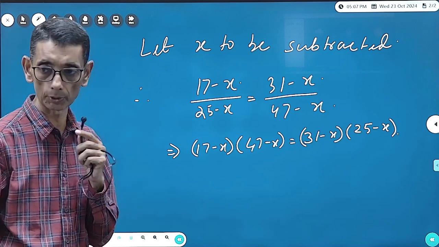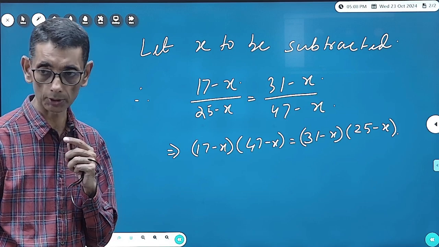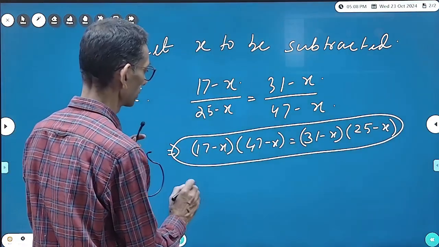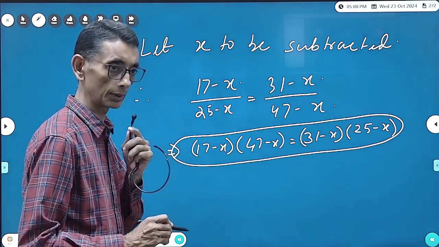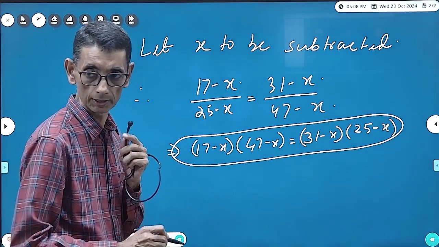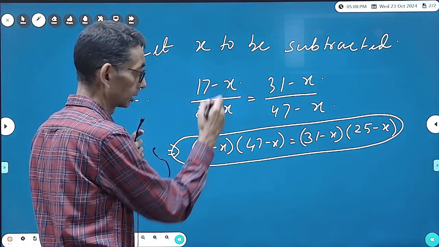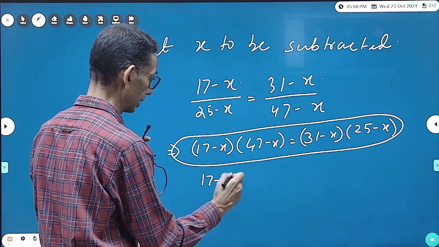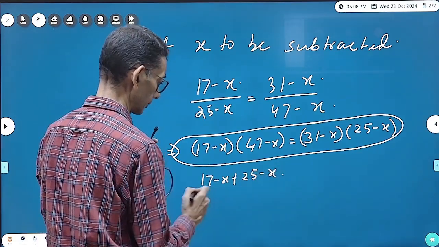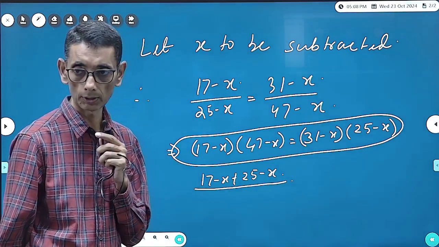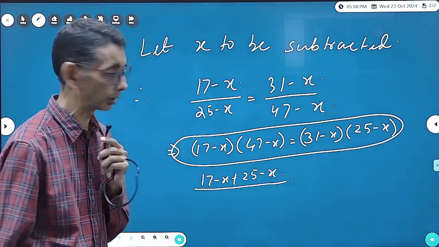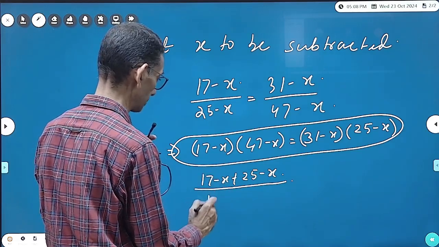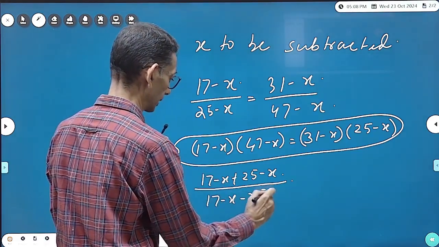This one we will solve with a shortcut method. We'll not do it by this method, you can do it like this also, but there would be unnecessary calculation. So we'll be using componendo and dividendo. Componendo dividendo means first we add these two numbers, 17 minus x plus 25 minus x. Numerator we add, denominator we subtract, and x will get cancelled out: 17 minus x minus 25 plus x.